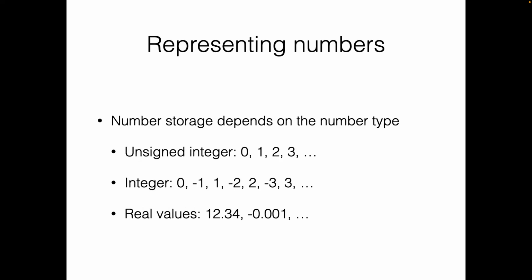Now, the way that you'll represent numbers or store them depends on the type of the number. So 3 different types you might consider are, let's say you only have integers that are non-negative, right? So 0, 1, 2, 3, those will be called unsigned integers. Or you could have negative numbers, so that would be integers. Or you could have real valued numbers, so things like 12.34, things with decimals, they could be positive or negative.